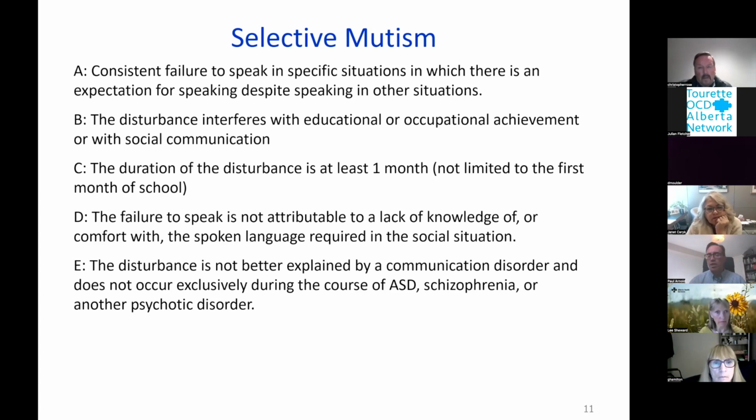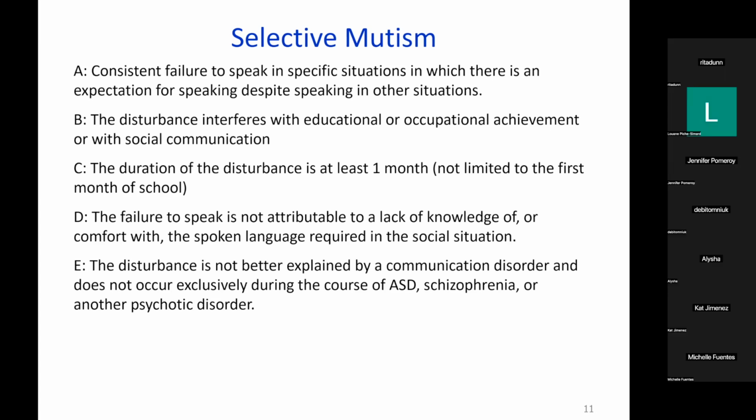So selective mutism is the consistent failure to speak in specific situations in which there's an expectation for speaking, despite speaking in other situations. So, for example, a child who says absolutely nothing at school, but maybe can talk with familiar adults like parents. The disturbance interferes with educational or occupational achievement, so it's getting in the way, or with social communication, and has to be at least a month.